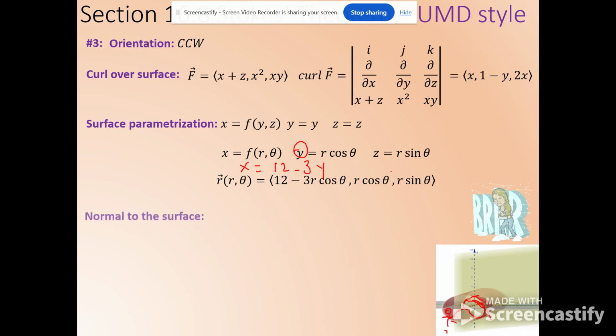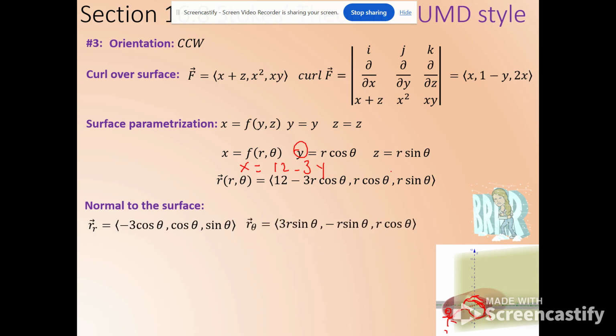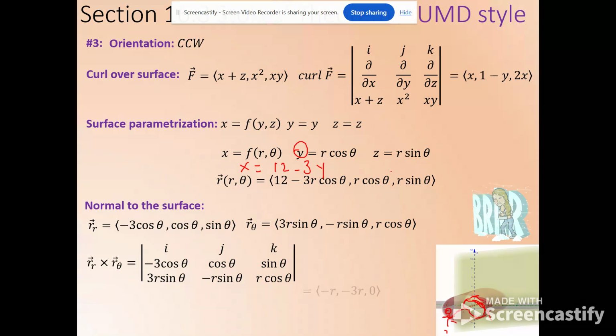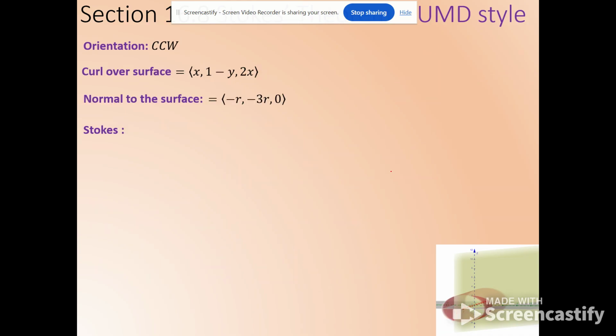Now I'm going to do my partials to get the normal. So a little teeny movement with respect to r, a little teeny movement with respect to theta, cross them to get my normal. Take a moment. That's what I got. Love when I get a 0, right? Love that situation. So just combined everything, my orientation, my curl, my normal.